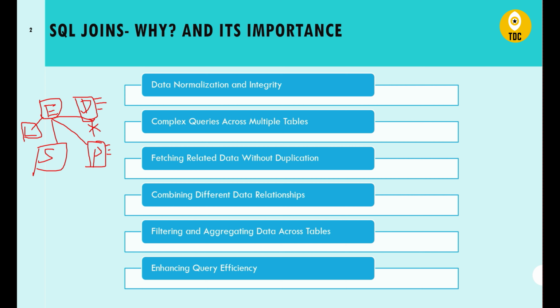So that again boils down to the same concept of normalization. And then we have combining different data relationships. What that means is the relationship might be different, right? The relationship is often a primary key and foreign key, but when you're combining those two tables, it can be based on a different relationship where you have to perform an inner join, left join, right join, or full join.